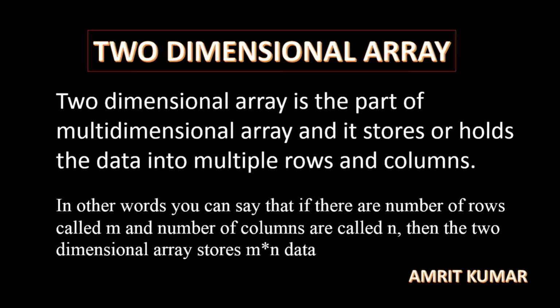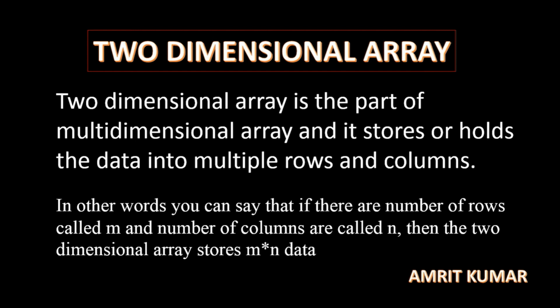A row is the horizontal line of a table and a column is the vertical line of a table. So in this topic we will be considering the two-dimensional array, which is part of the multi-dimensional array. In the single dimensional array there was only a single row of columns, but here there are multiple rows and columns, therefore it is known as the two-dimensional array.